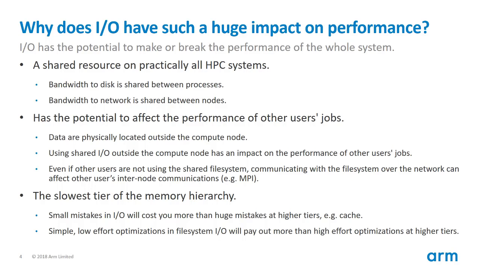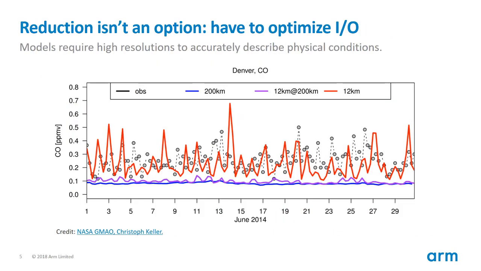Another reason I/O optimization is so important is there aren't very many tricks for getting around the data requirements of most HPC applications. This is an example from NASA's GEOS model from the Global Modeling and Assimilation Office. This chart compares observed values of carbon monoxide in the atmosphere over Denver, Colorado, with predictions from GEOS running at two different resolutions. The blue line shows 200-kilometer resolution, and the predicted values are not very accurate. But if we increase model resolution to 12 kilometers, as shown by the red line, then the predicted values begin to match the measured values fairly well.